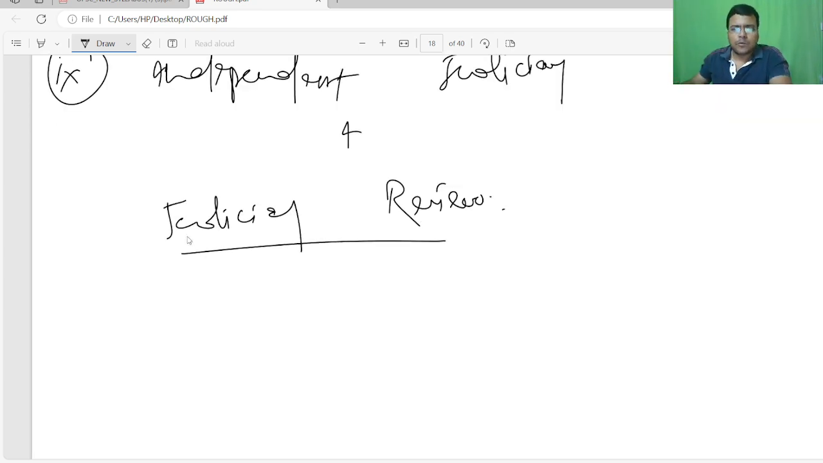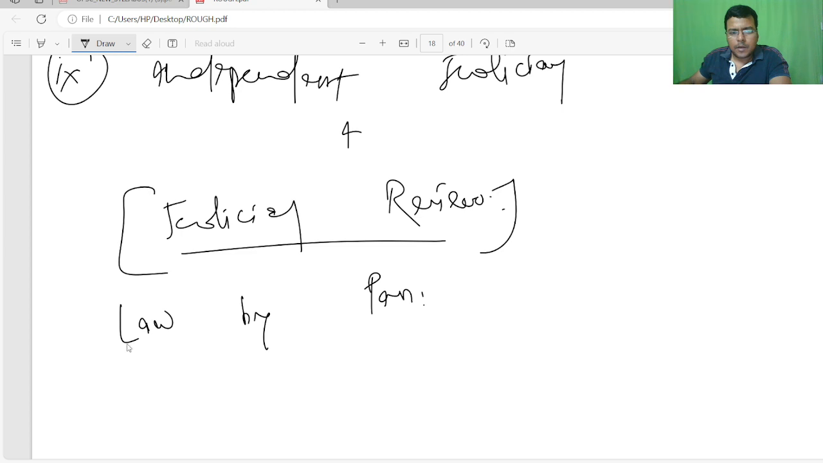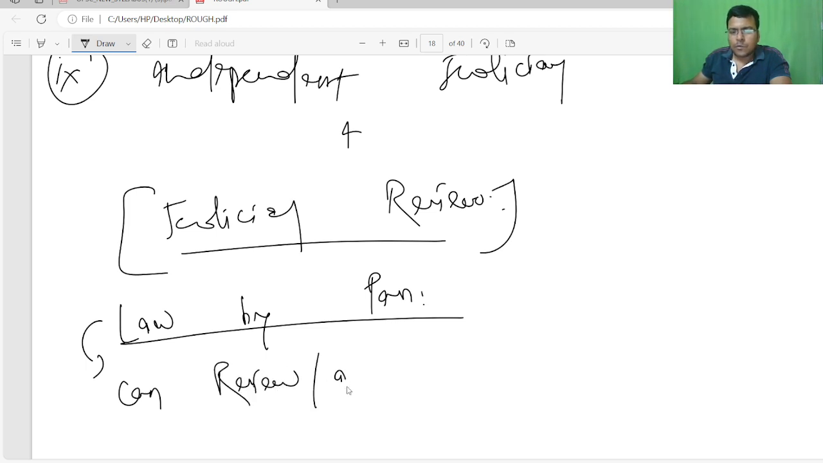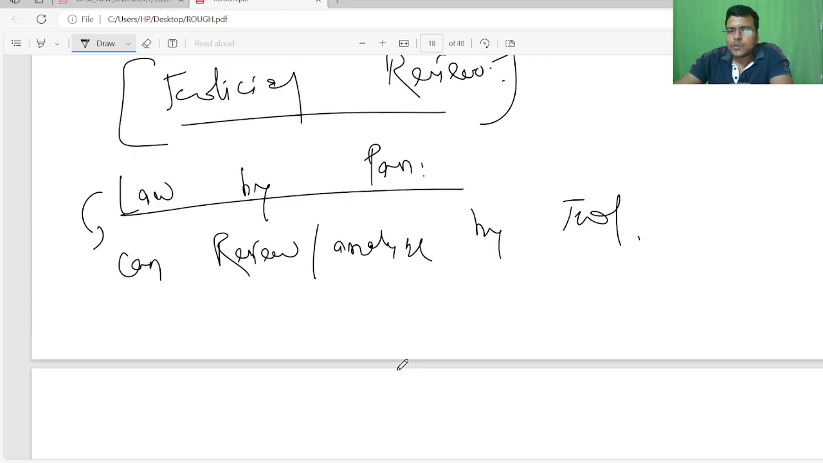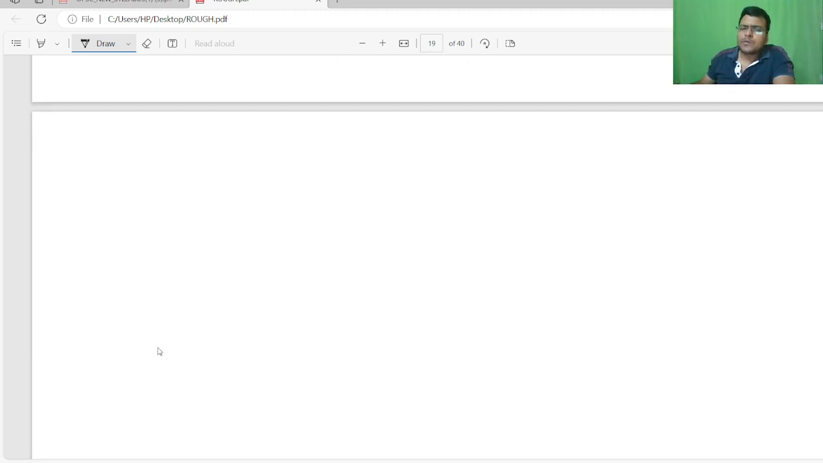Okay, just, what is judicial review? Anything that is reviewed by the judiciary, any law, for example, a law by Parliament. This law by Parliament can be reviewed and analyzed by the judiciary. It is known as judicial review. And the concept of judicial review comes from the USA.